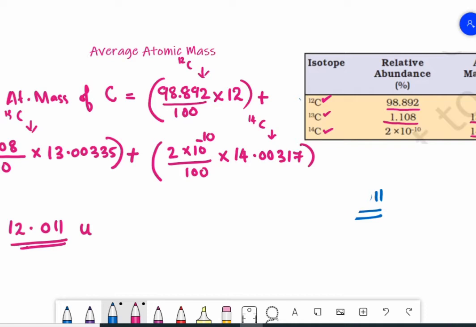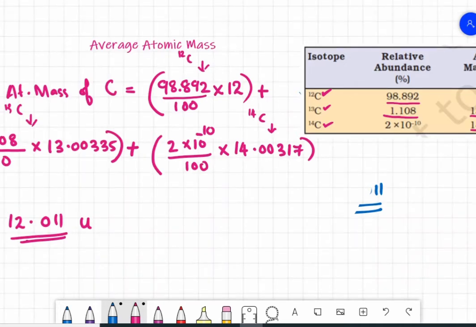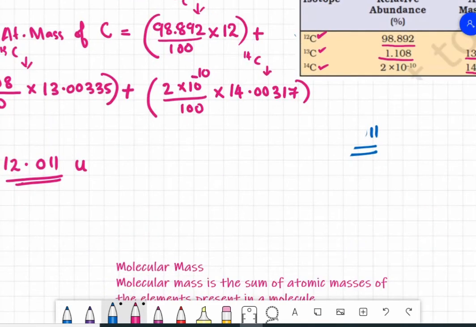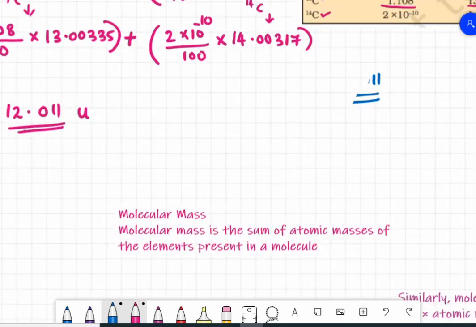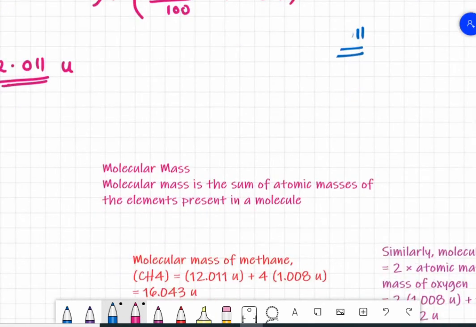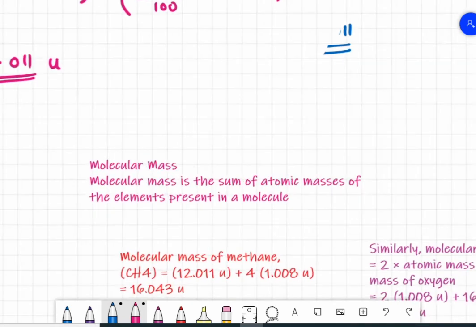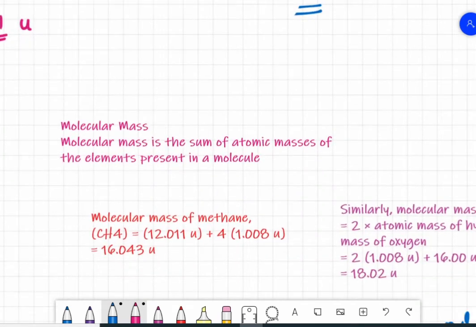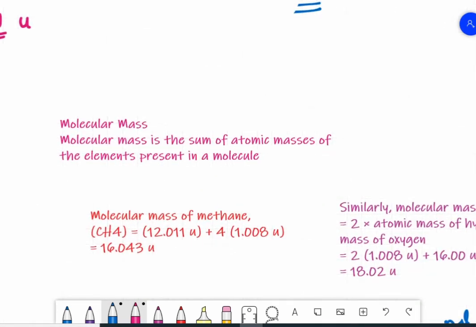Okay. Now I'll be moving into the next topic, which is the molecular mass. We studied in our lower classes how to calculate the molecular mass. Molecular mass is the sum of atomic masses of the elements present in a molecule. For example, we have the methane molecule. Which are the elements present in methane? Carbon is there, and we have 4 hydrogen. If you add all the elements' atomic masses together, we will get the molecular mass.